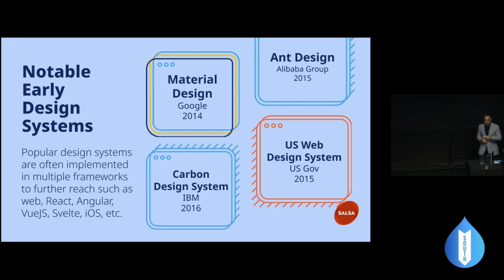Looking at time. The ones that we may be familiar with are Material Design by Google. We've got Ant, which is Alibaba Group's own e-commerce design system. Carbon, and then the US have their own US Web Design System. Very inventive.